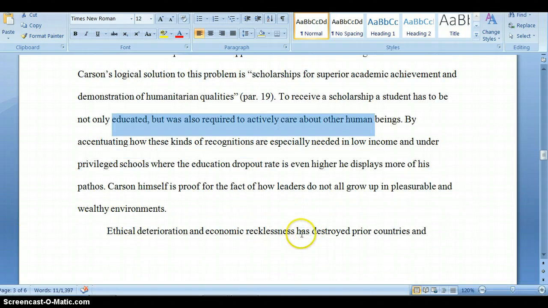By accentuating how these kinds of recognitions are especially needed in low-income and underprivileged schools, and again, I would hyphenate this right here before the compound adjective before the noun, when the education dropout rate is even higher, not sure how to read this, he displays more of his pathos. Okay, I think she really needs that comma here, if I'm reading this right.